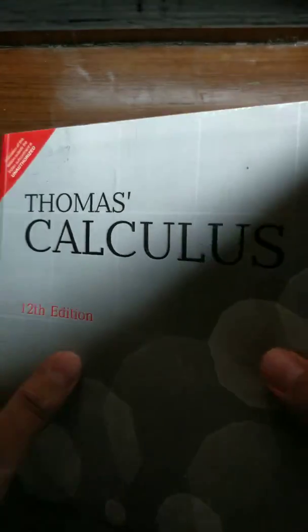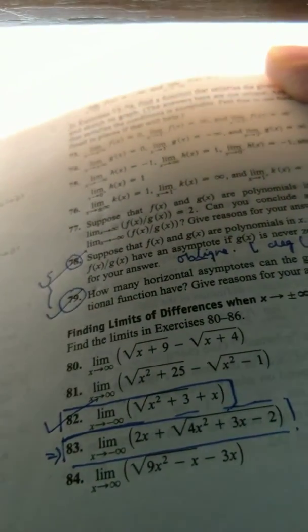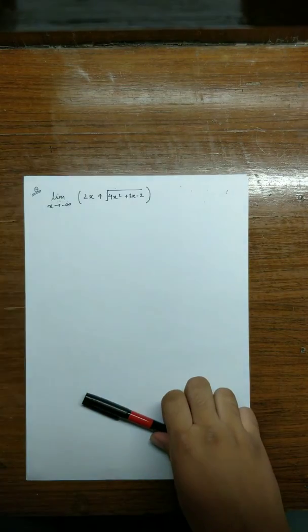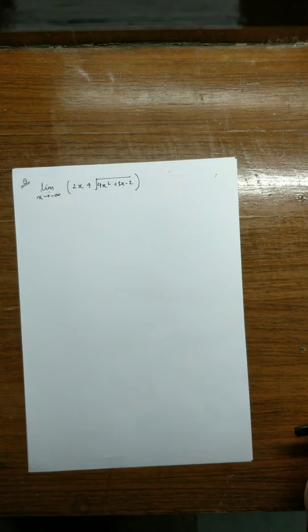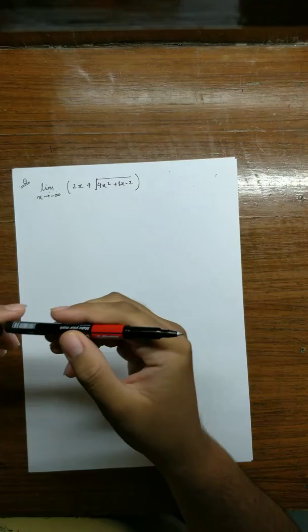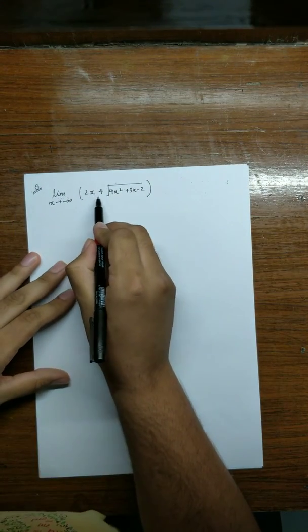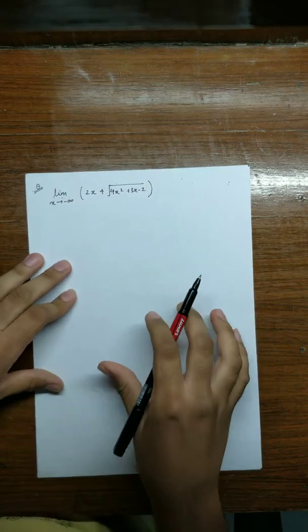I'm Ms. Pranshu Malik, and I'll be taking a question from the book Thomas Calculus, exercise number 2.6, the 83rd question. I've written it down here. The question asks us to find the limit as x tends to minus infinity of 2x plus the square root of 4x square plus 3x minus 2.